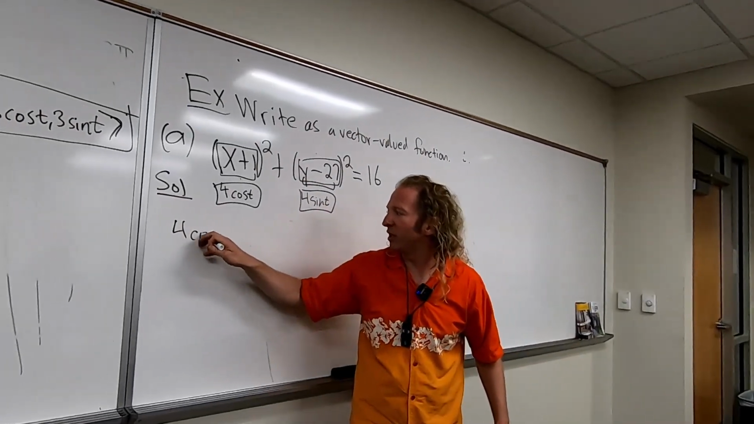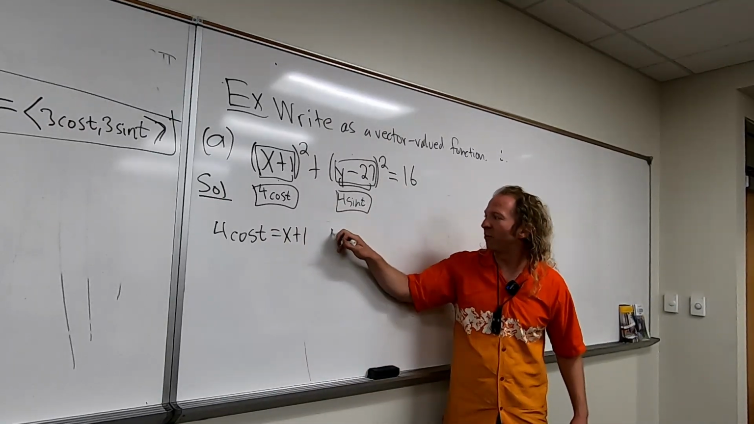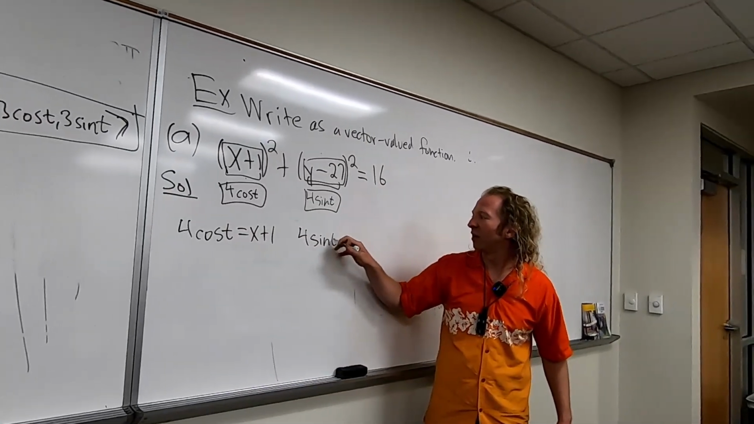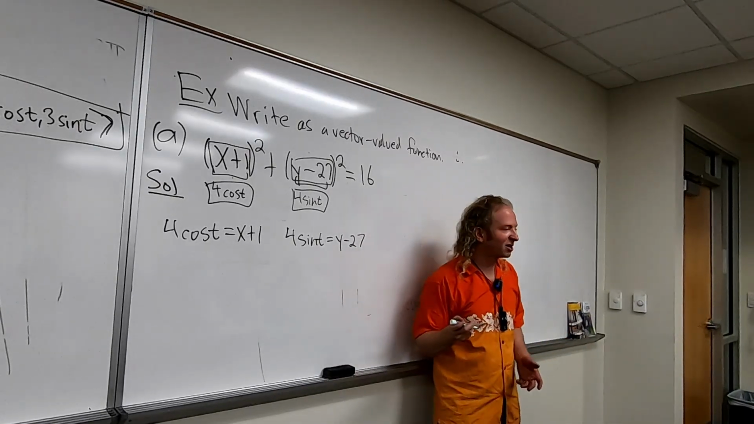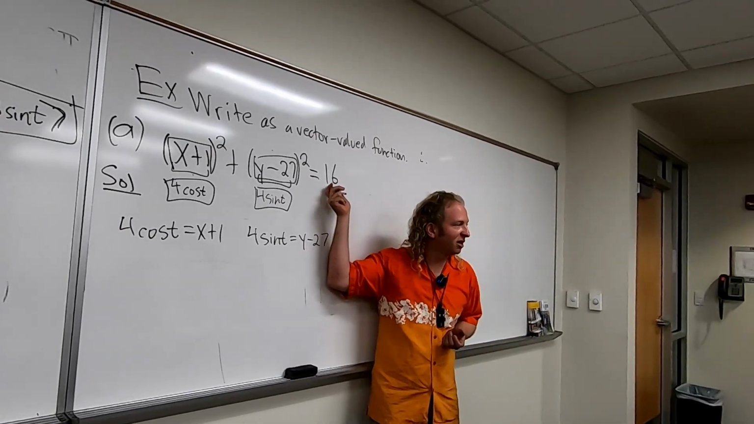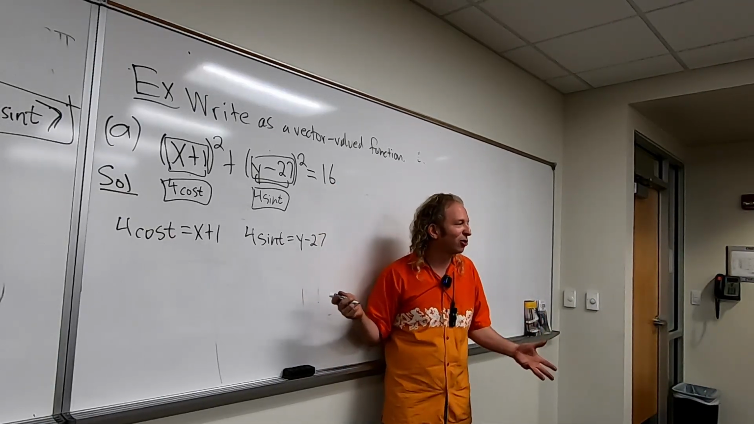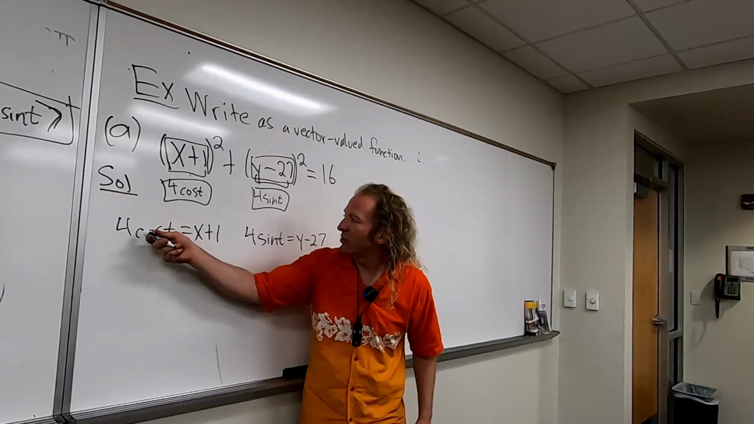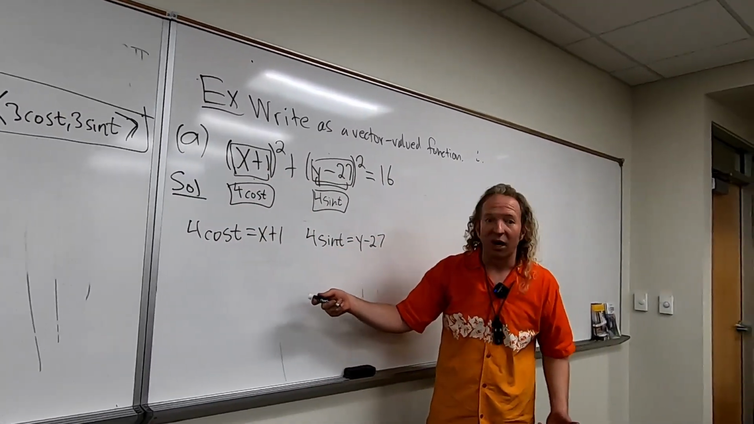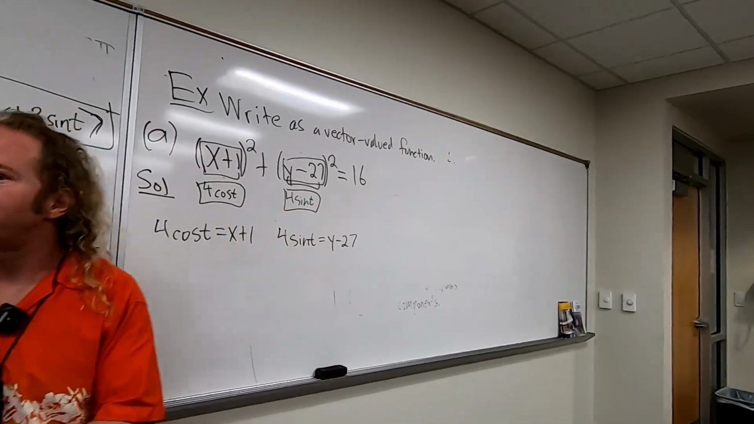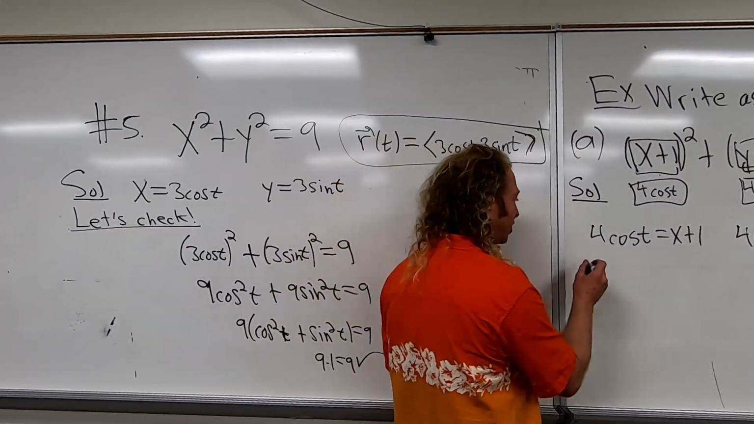So 4 cosine t is going to be x plus 1, and then 4 sine t is going to be y minus 27. So again, the thought process is that you want to get 16, so you know you have to have a 4. And you know you have to have a cosine and a sine because it's a circle, right? So you call this 4 cosine t, and you can check. Do you want to check it just to convince yourself that it works? Okay. Yes. Let's check.